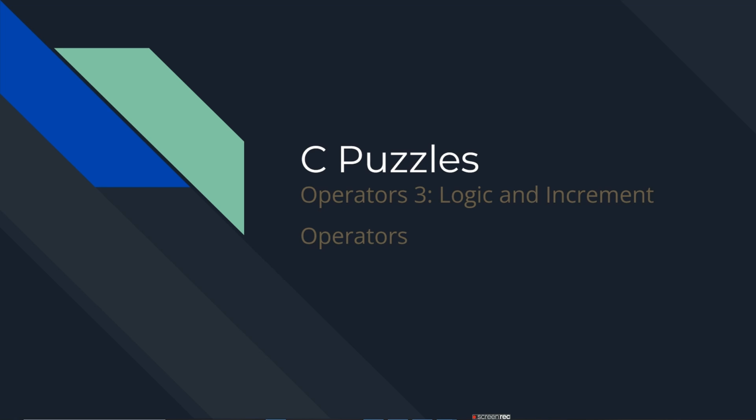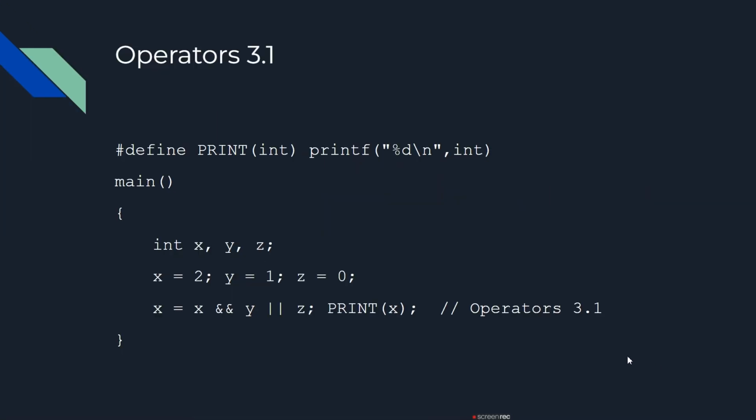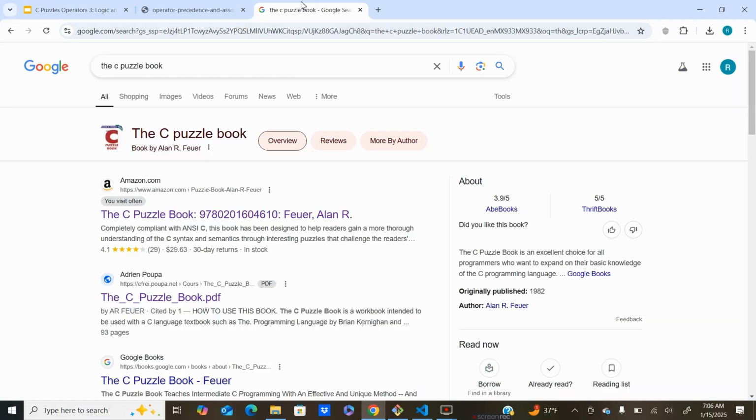We're going to continue on with operators 3.4 from the logic and increment operators section. For those of you that are following along, we are solving puzzles out of the C puzzle book by Alan R. Feuer. Feel free to go ahead and pause the video and try to solve operators 3.4 on your own before we jump back into the solution.